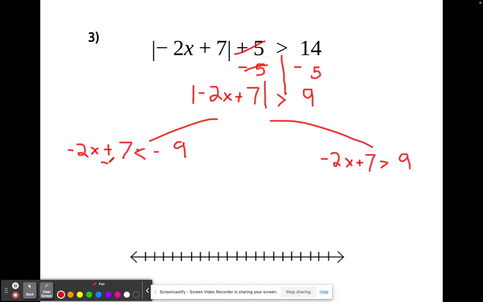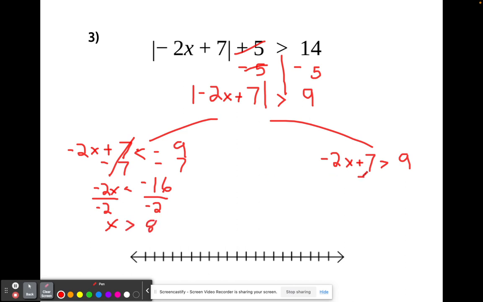I subtract 7 from both sides here. And I have negative 2x is less than negative 16. Divide both sides by negative 2. Don't forget to flip it. And I will have x is greater than positive 8.